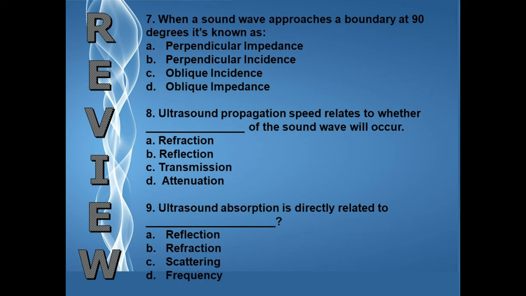Question 7. When a sound wave approaches a boundary at 90 degrees, it's known as A, perpendicular impedance, B, perpendicular incidence, C, oblique incidence, or D, oblique impedance. And the answer is B, perpendicular incidence. Question 8. Ultrasound propagation speed relates to whether blank of the sound wave will occur. A, refraction, B, reflection, C, transmission, or D, attenuation. And the answer is A, refraction.